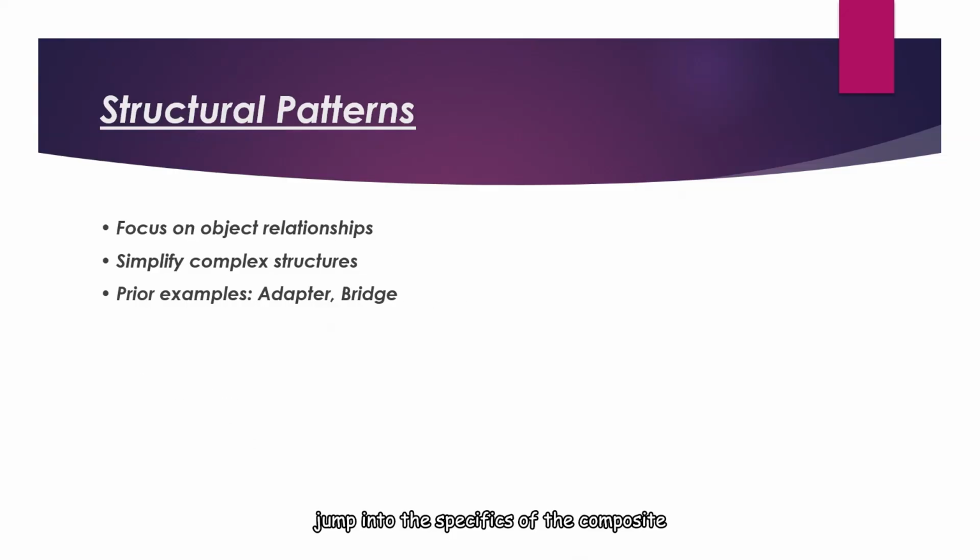Before we jump into the specifics of the composite and decorator patterns, let's do a quick recap on structural design patterns. These patterns focus on how objects and classes are composed to form larger structures. The goal is to simplify the relationships between objects and to make systems more flexible and easier to scale. We have already seen patterns like the adapter and the bridge that help us decouple classes, making them more reusable and easier to modify. Today we will look at how the composite and decorator patterns enhance this flexibility by managing object relationships and responsibilities in a systematic way.